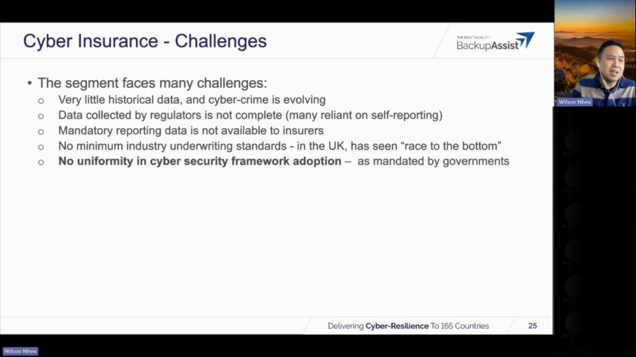And lastly, and this is what is really related to the topic we're talking about today, there is no uniformity in cybersecurity framework adoption, or as mandated by governments. So really, the insurers are trying to work this out themselves as well. They don't have a standard to work with. Unlike, for example, there is an international accounting standard that people can work with, or within Australia, there's an accounting standard that all insurers can work with.